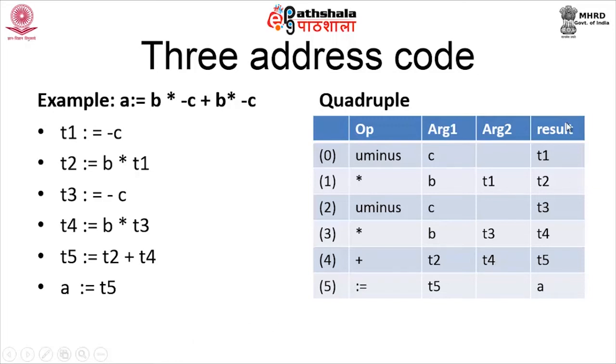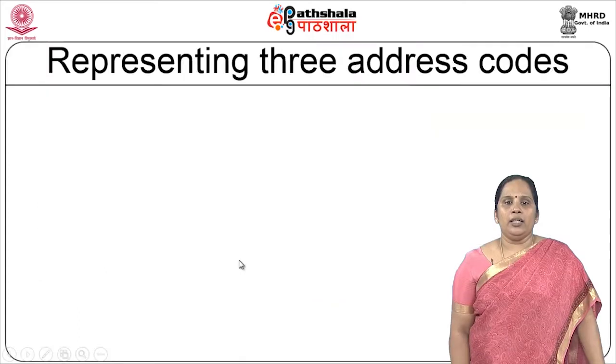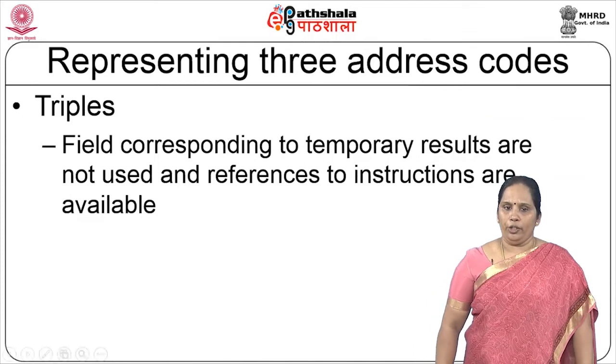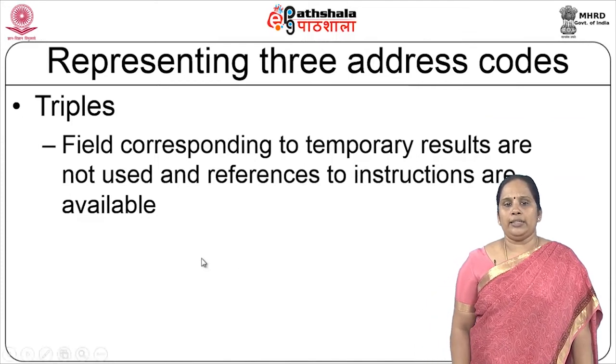Now as you can see, this particular column is redundant. This column, argument 2, is not going to be used completely in many scenarios. Therefore, these two columns, argument 2 and the result column, can be combined into only one column, and that is the result of the next representation, which is nothing but the triple representation. So fields corresponding to temporary results are not used, and references to the instructions are available.